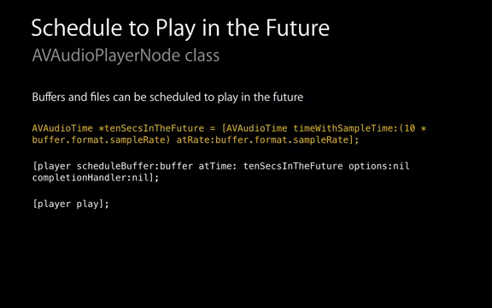Now remember that I said in the beginning that all of my examples involve scheduling events to play as soon as possible. Well, I can also schedule events to play in the future. So here's an example of that. In this case, I'm just going to schedule a buffer to play 10 seconds in the future. So I create an AVAudioTime object that has a relative sample time, 10 seconds in the future, and I use the buffer sample rate as my reference point. I can now schedule the buffer with this AVAudioTime object and call play on the player, and my buffer gets played 10 seconds in the future.